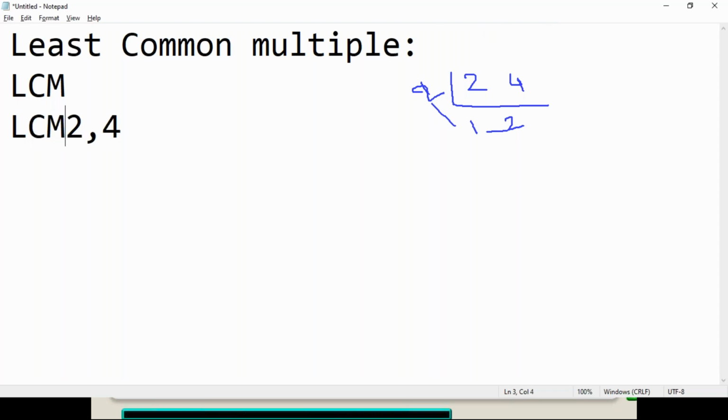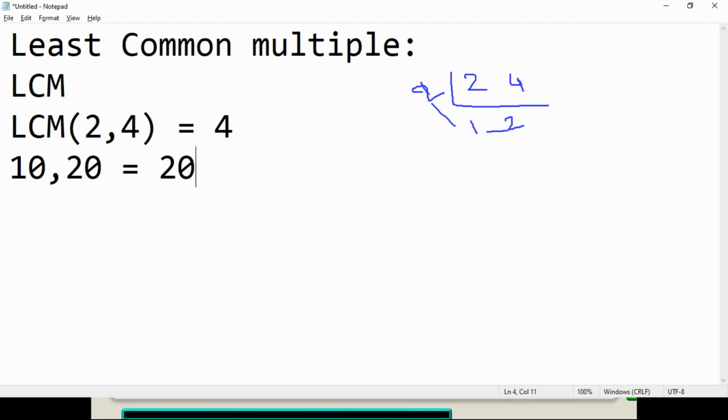Remember this example throughout the topic. So LCM of 2, 4 is what? 4. What about the LCM of 10, 20 similarly? 20 directly. Like 2, 4, 4 is the highest factor, automatically 4. 10, 20, 20. Next, 20, 120. What is the LCM? 120. Get it, all of you?